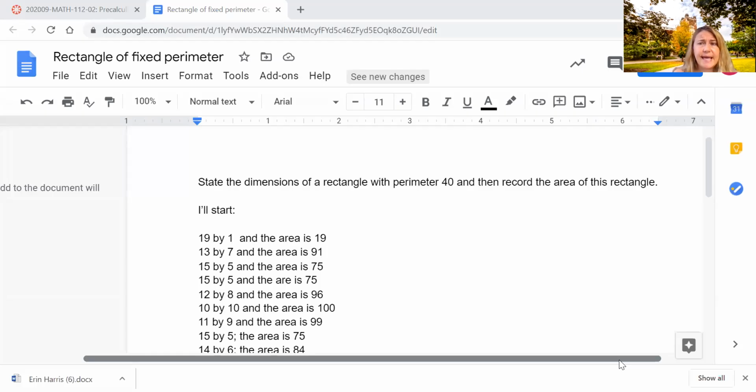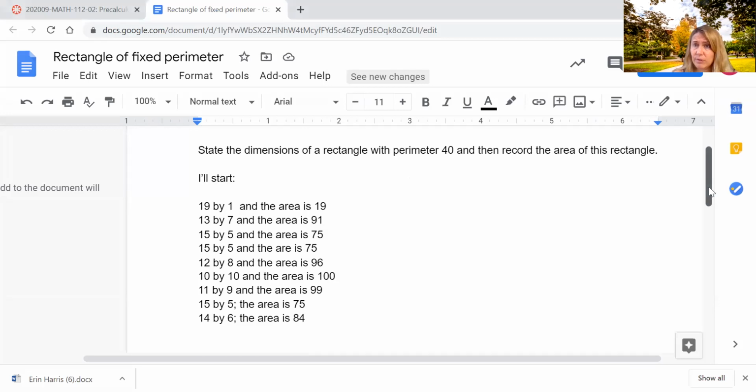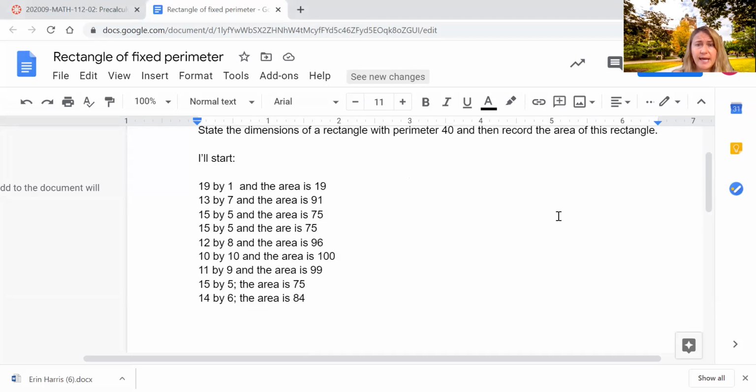So let me just share that screen. All right. And then what you should notice is that I can have the same perimeter, and yet very different areas. Notice the 10 by 10, that was the perfect square. We had the largest area, and 12 by 8 or 11 by 9, those are also close to being square-like, and the area was very large.